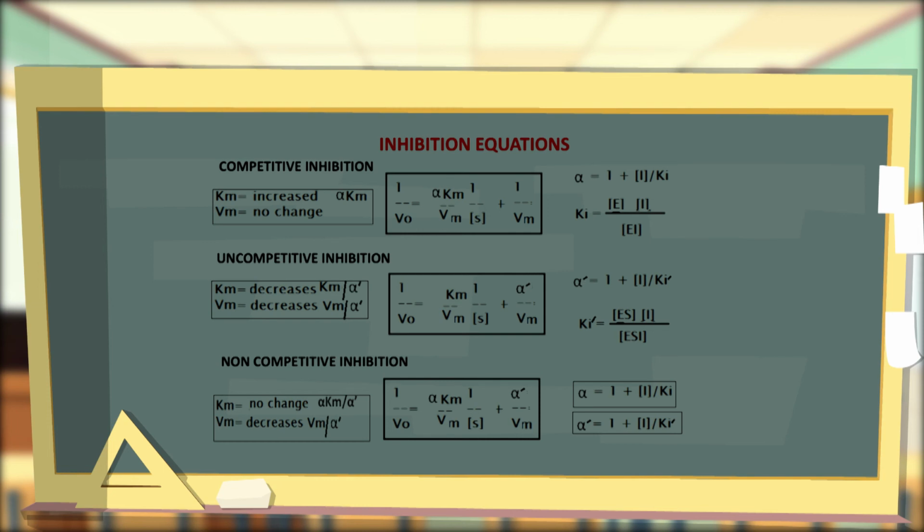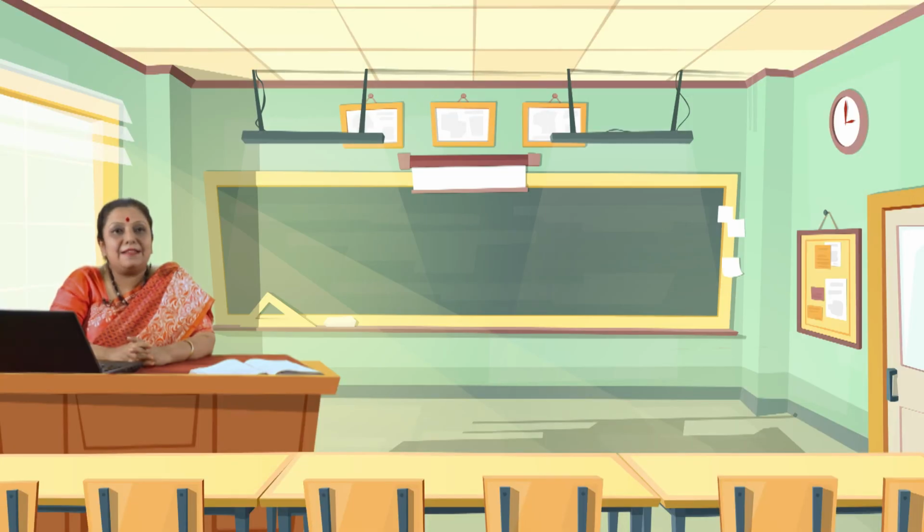So what is alpha? Alpha is equal to 1 plus the concentration of inhibitor divided by Ki. Ki is the rate constant for EI, or enzyme-inhibitor complex, formation. Alpha prime is equal to 1 plus the concentration of inhibitor divided by Ki prime, another rate constant, which varies in the case of competitive, non-competitive and uncompetitive inhibitors, when the inhibitor binds with the enzyme-substrate complex, not with the free enzyme.